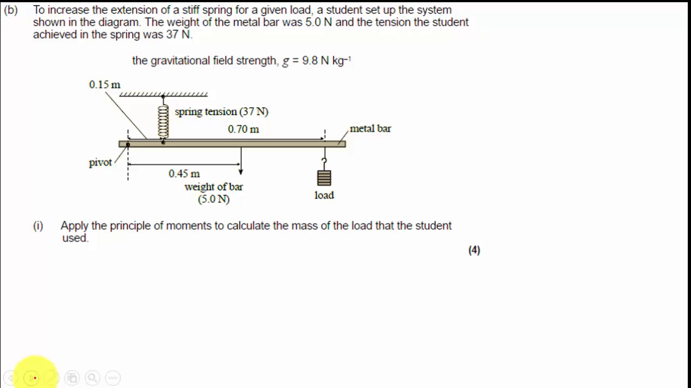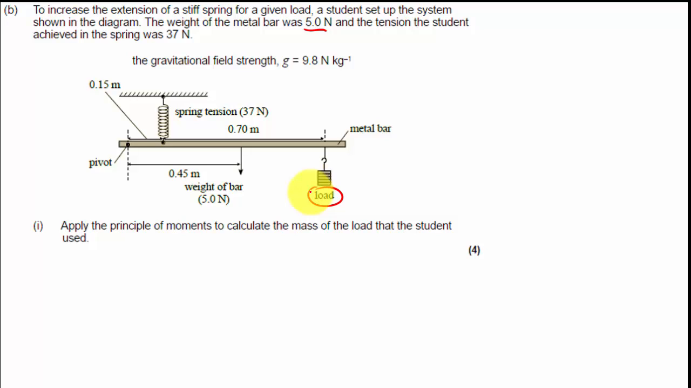In the next part of the question, to increase the extension of a stiff spring for a given load, a student set up the system shown in the diagram. The weight of the metal bar is 5 newtons. The tension achieved in the spring was 37 newtons. It tells you the gravitational field strength, and it says apply the principle of moments to calculate the mass of the load the student used. Right, so we're looking for this value.